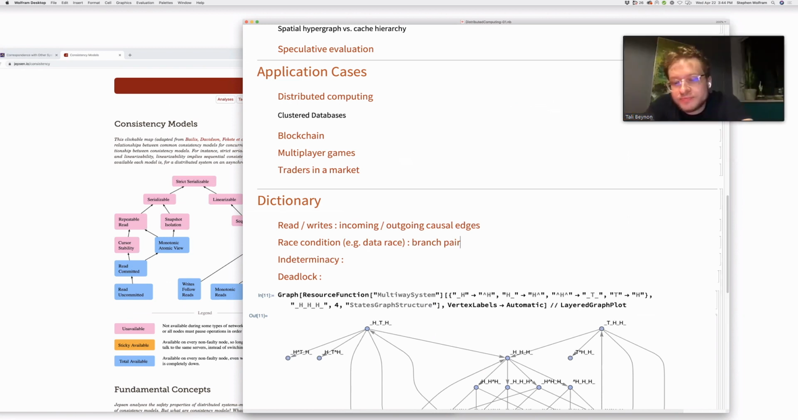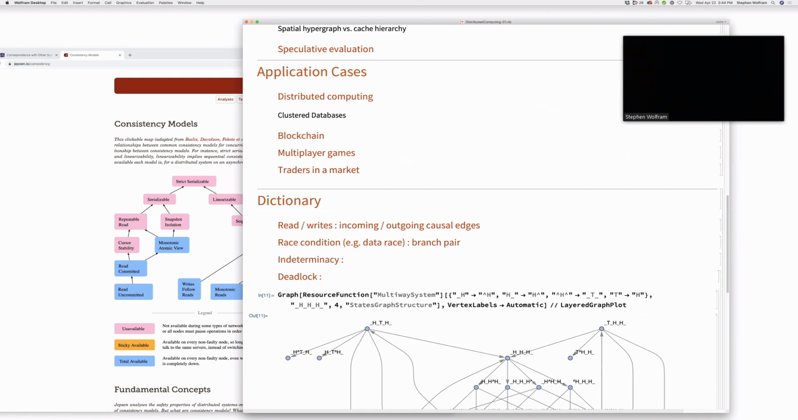So if I buy the idea that the race condition corresponds to a branch pair, what is the multi-way graph then? Is that some kind of representation? In the study of validation of distributed systems, is there an analog of the multi-way graph? Because the multi-way graph must correspond to all possible sequences of race conditions, all possible resolutions of race conditions.